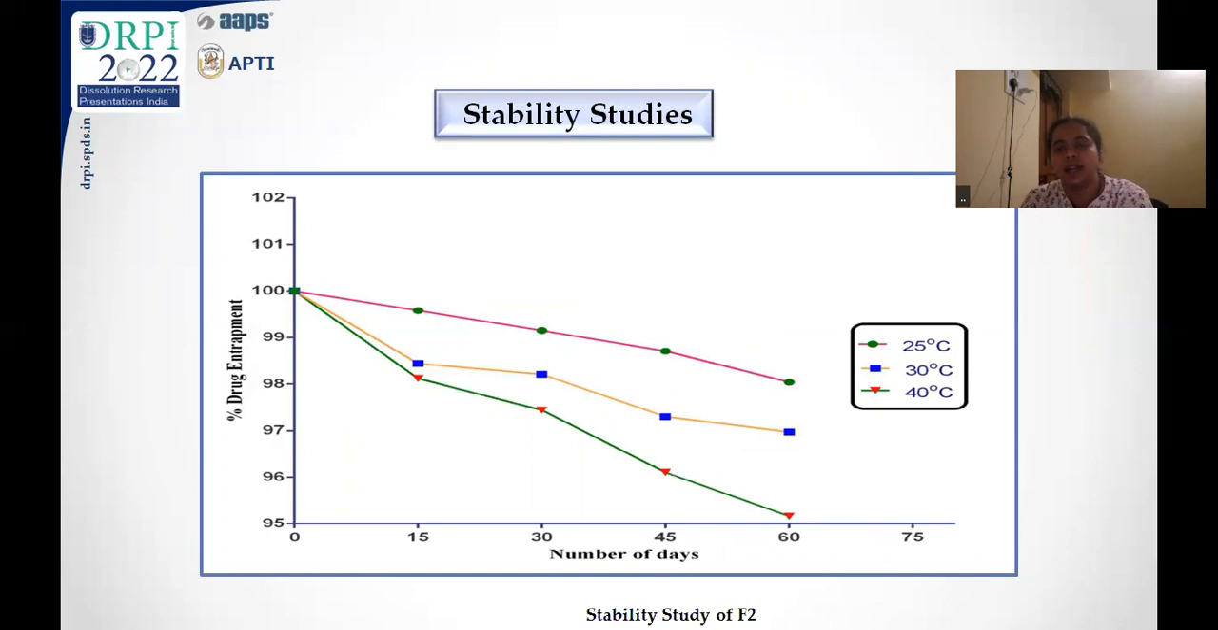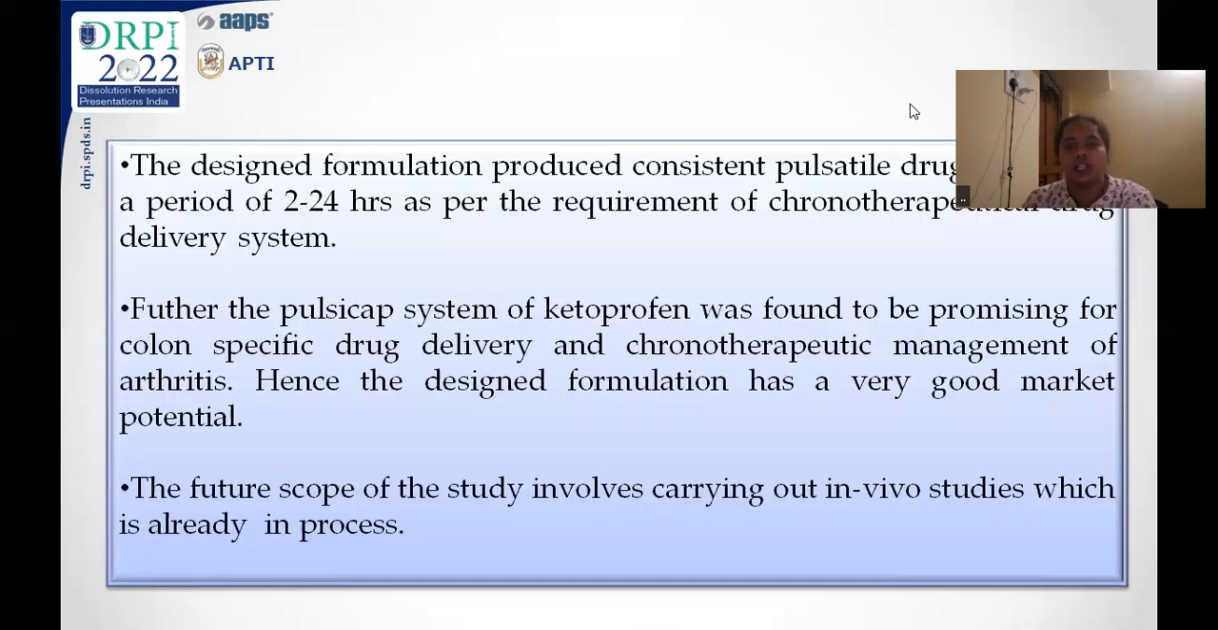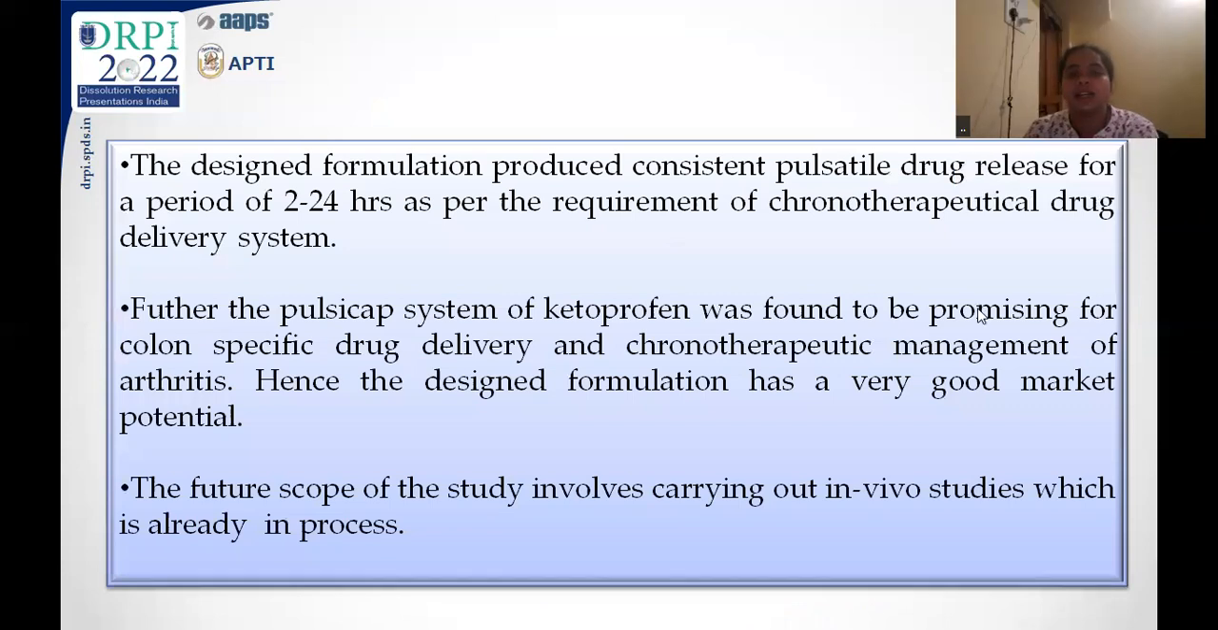From all the results and data obtained, coming to the conclusion, the designed formulation produced consistent pulsatile drug release for a period of 2 to 24 hours as per the requirement of chronotherapeutical drug delivery system. Further, the Pulsincap system of ketoprofen was found to be promising for colon-specific drug delivery and chronotherapeutic management of arthritis. Hence, the designed formulation has a very good market potential.